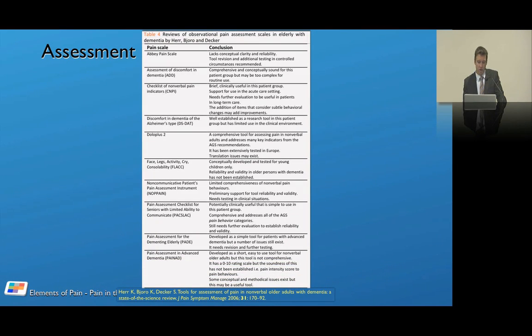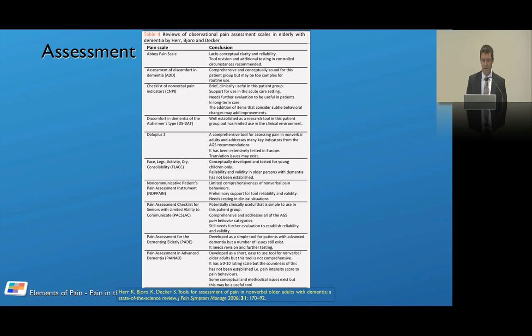And then this review went on to look at pain assessment in non-verbal older adults with dementia. There are a number out there, and this was just, I think, 10 or 11 that this paper looked at. Abbey Pain Scale, assessment of discomfort in dementia, checklist of non-verbal pain indicators, discomfort in dementia of the Alzheimer's type, and a number of others. As you can see, there's the FLACC, faces, legs, activity, cry, consolability. That's been useful in pediatrics and validated in peds, but it needs to be validated and made reliable in older patients as well.